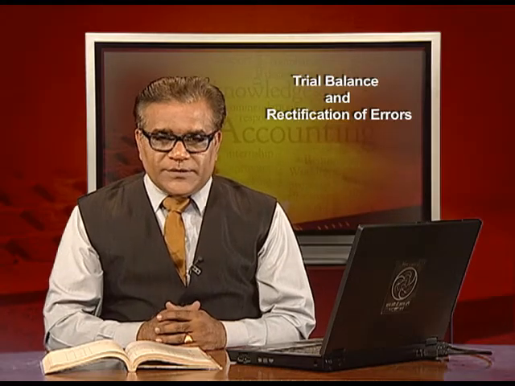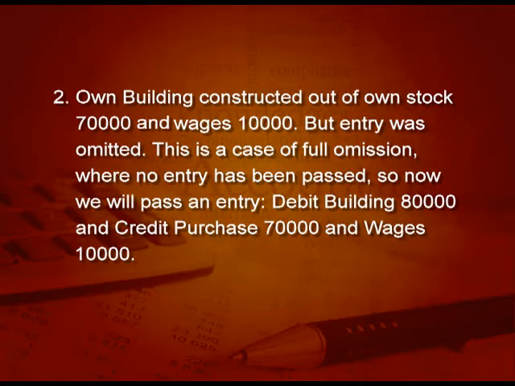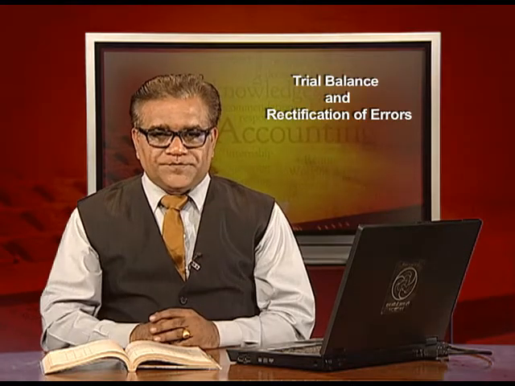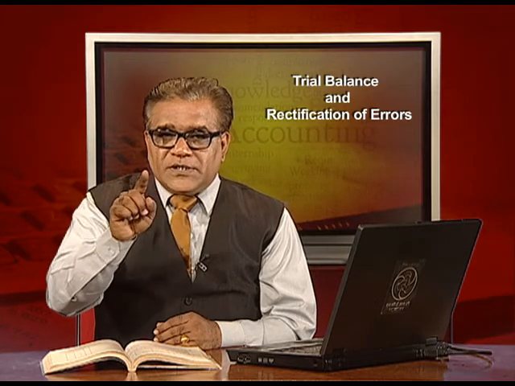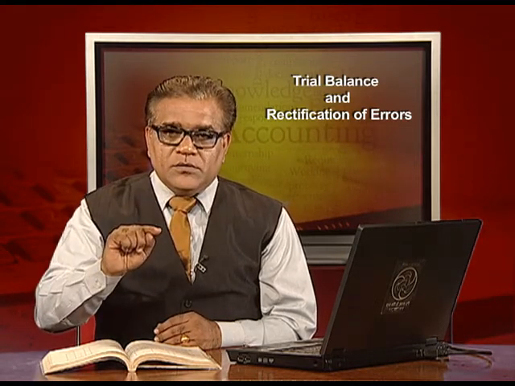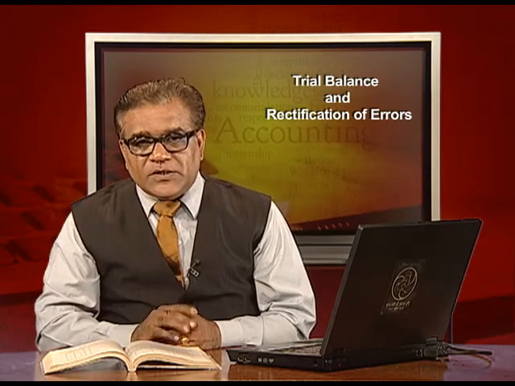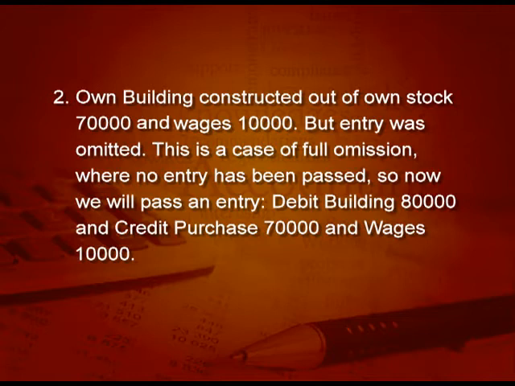Coming to the next point, own building constructed out of own stock 70,000 and wages 10,000, and this entry was omitted, not recorded at all. Please see, we are constructing a building from our own stock and wages which we have paid 10,000. How to do this entry? This is a case of full omission where no entry has been passed. So now we will pass an entry. Debit building 80,000 and credit purchase 70,000 and wages 10,000.